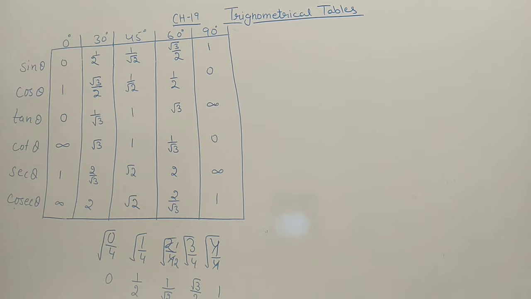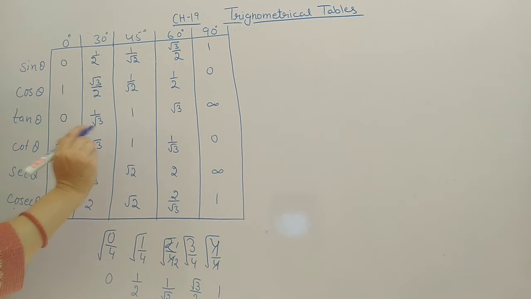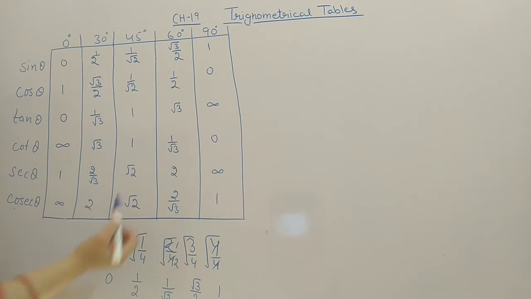Now in this table, if you observe carefully, you will see the value of sin is increasing from 0 to 90. At 0 degree the value is 0 and at 90 degree the value is 1. For cos theta the value is decreasing. For 0 degree it is 1 and for 90 degree it is 0. For tan theta also, the value at 0 is 0 and at 90 is infinite. It means tan theta is also increasing. We will use this to see the table.